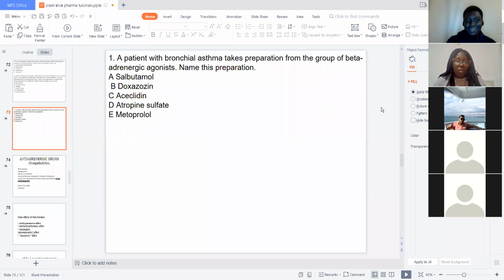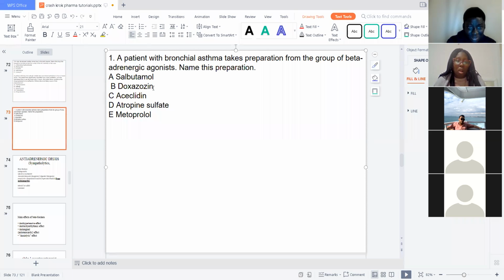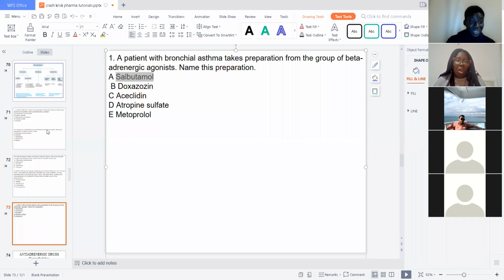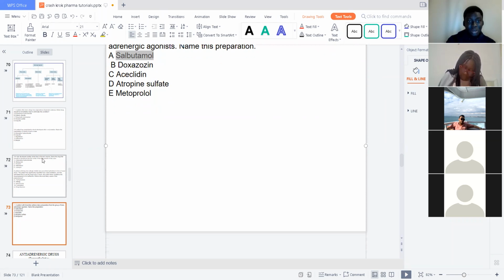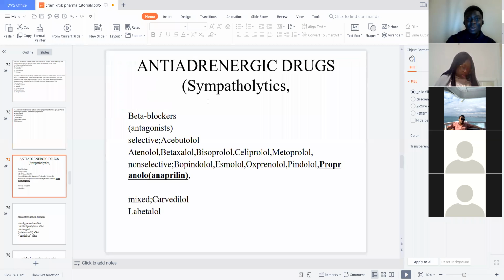This? Yeah. It's salbutamol. So it's a beta 2 receptor agonist. So it's going to cause bronchodilation. Okay, so next is anti-adrenergic drugs.